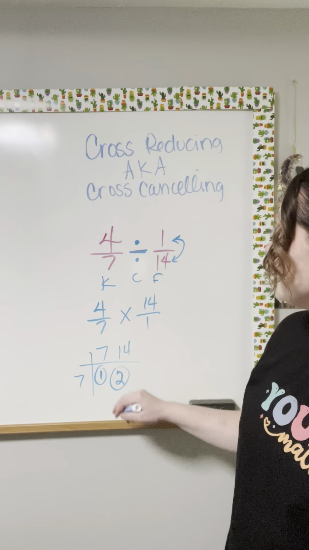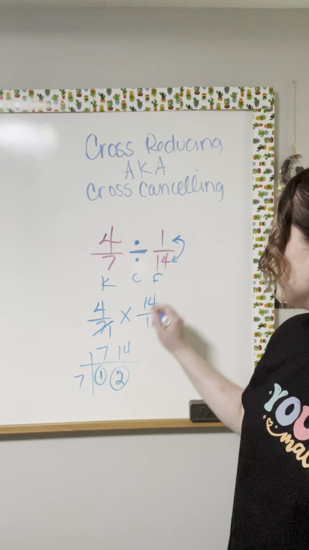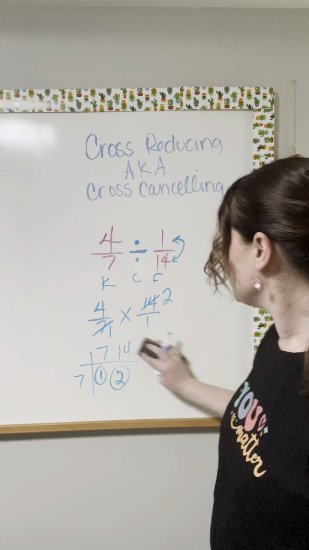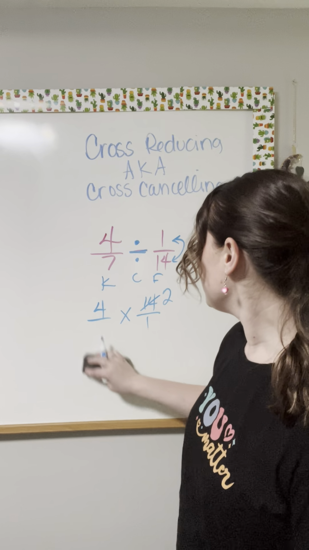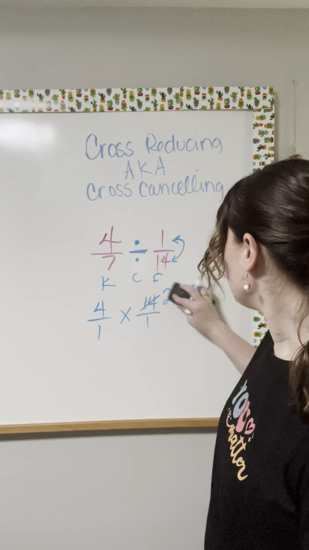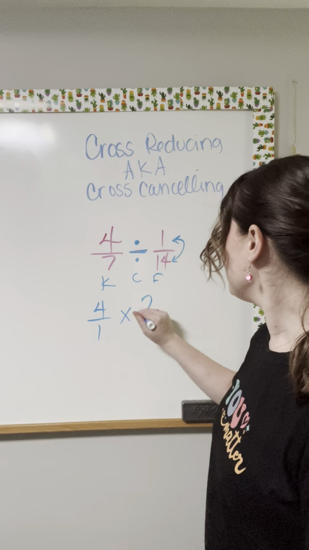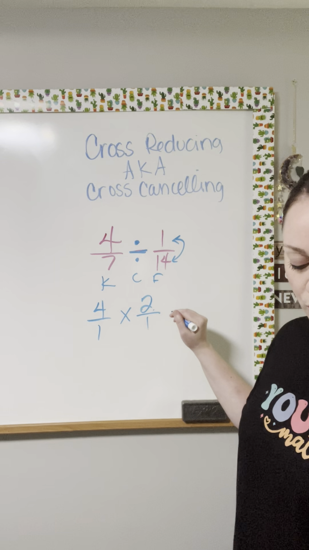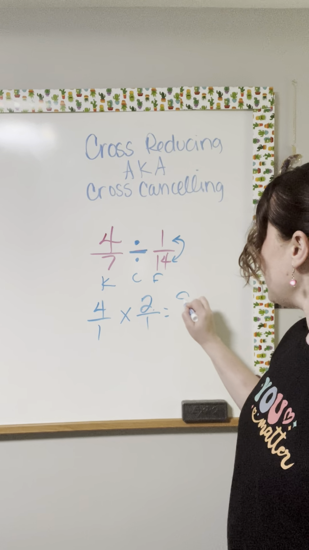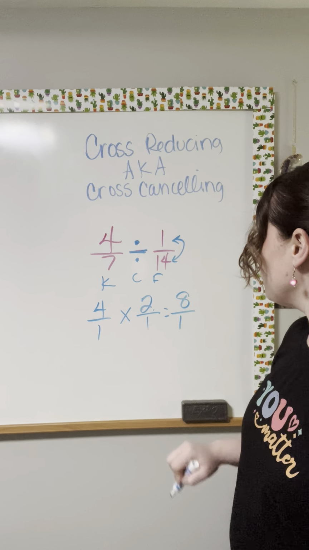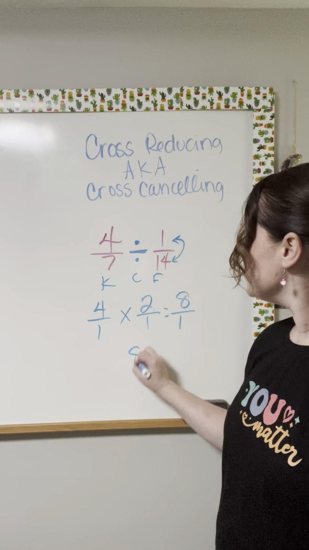So here we go. Instead of 7, I have a 1. And instead of 14, I have a 2. Now, I used the same color marker on that, so I'm just going to change it because that blended in. All right. And then 4 times 2 is 8. And 1 times 1 is 1. And any number over 1 is itself.